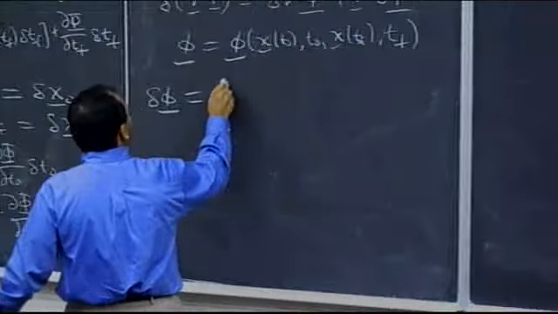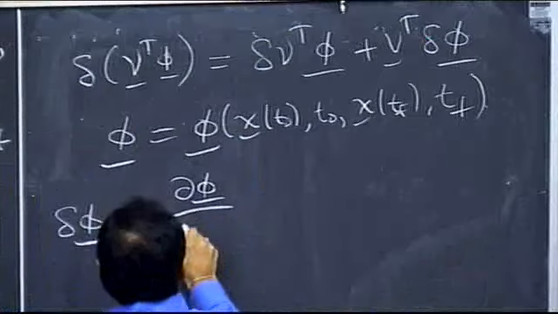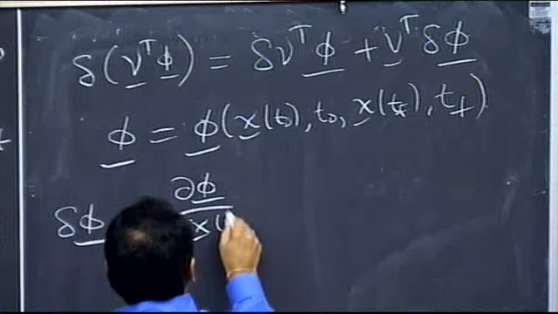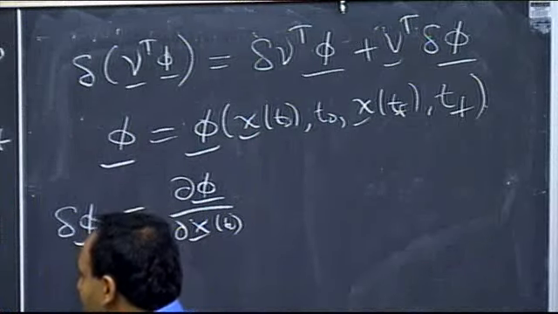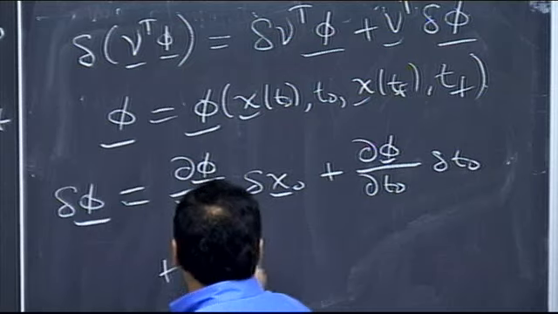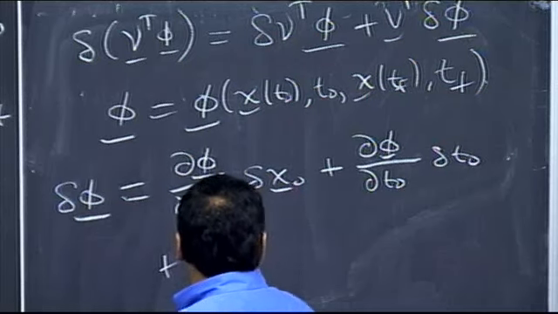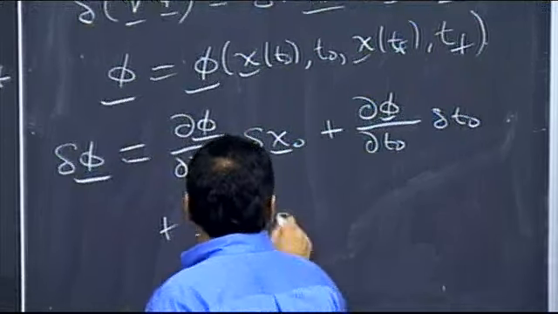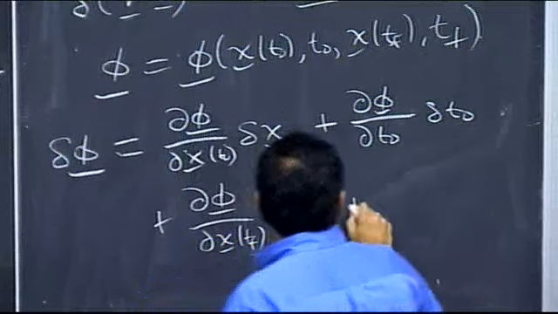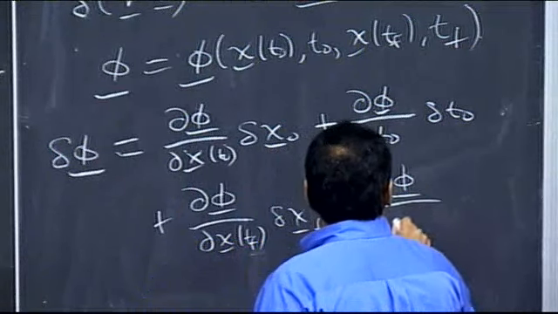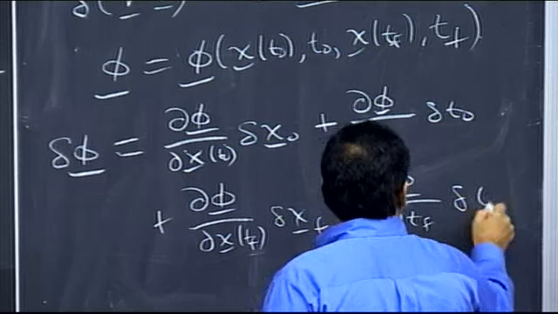Okay. This is the partial of phi with respect to x at t0, and then if I go through the same arguments, I've got the variation in x0 plus the partial of phi with respect to t0 times the variation in t0, and then I've got plus the partial of phi with respect to x at tf times the variation in xf plus the partial of phi with respect to tf times the variation in tf.